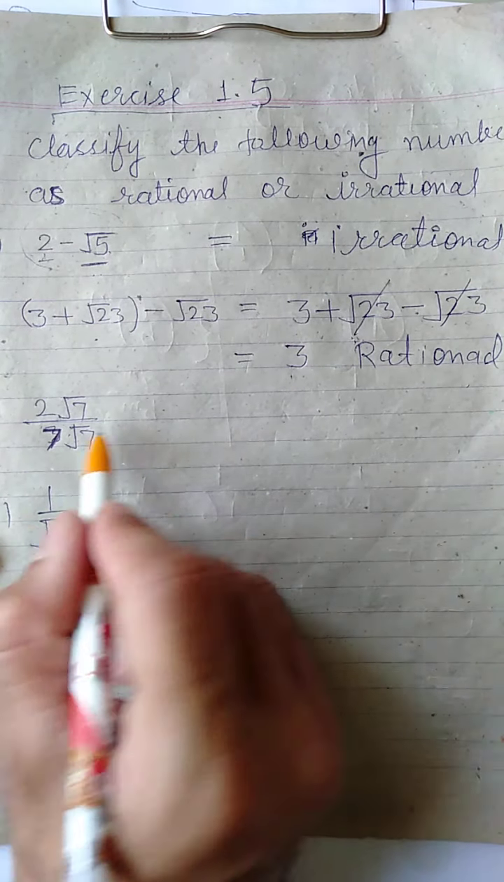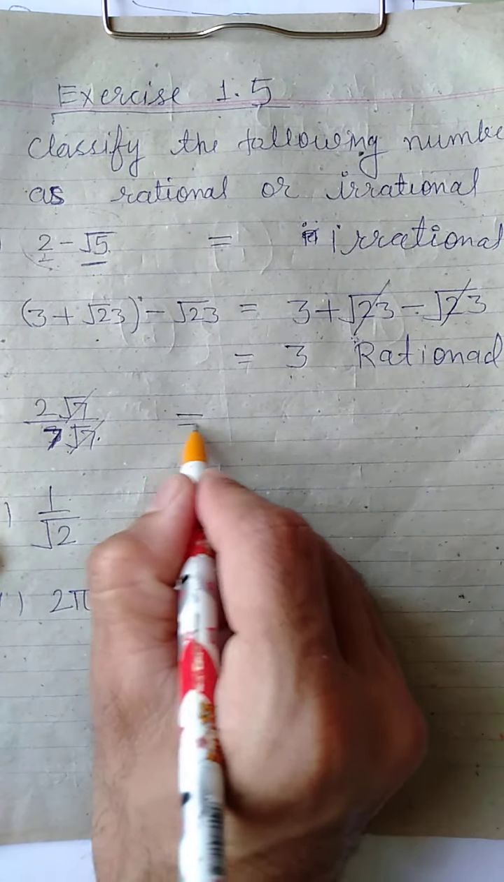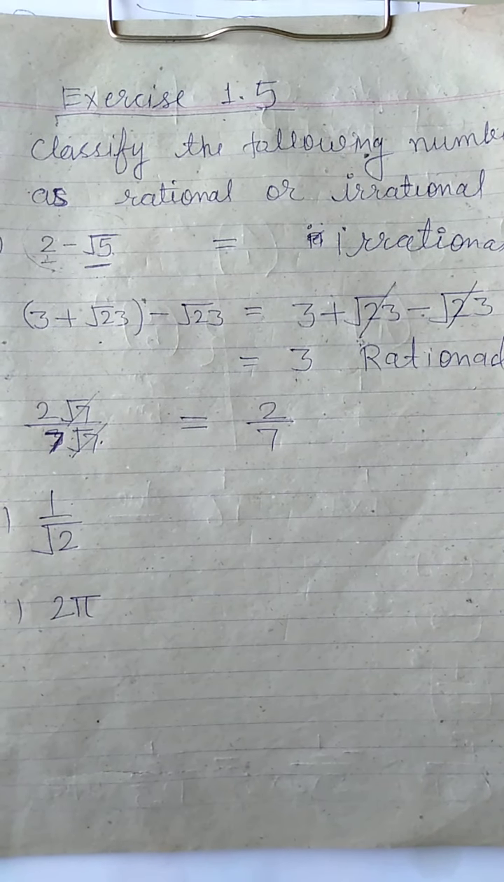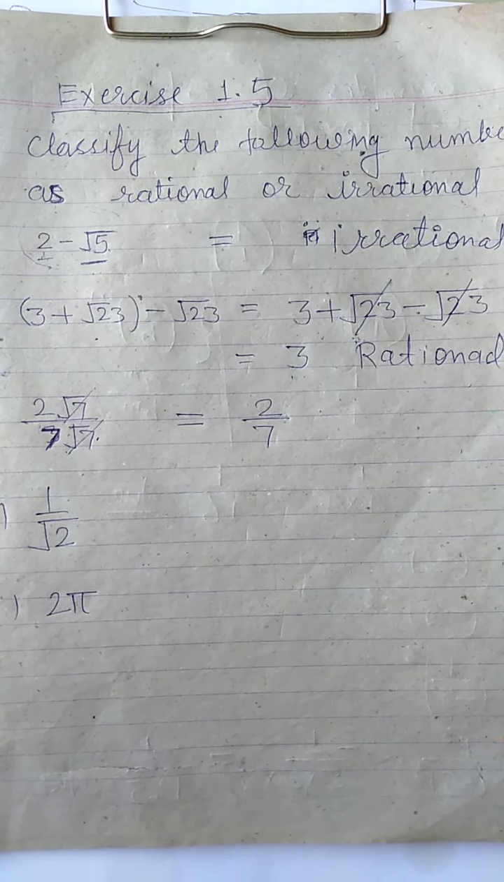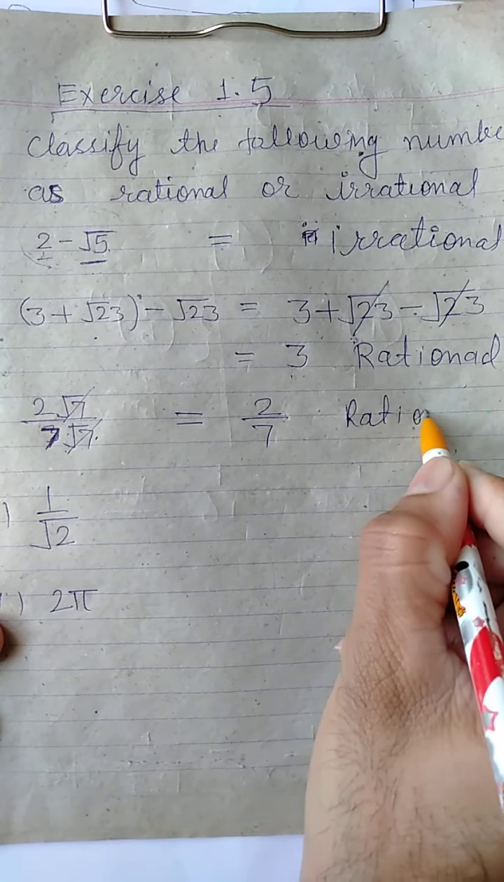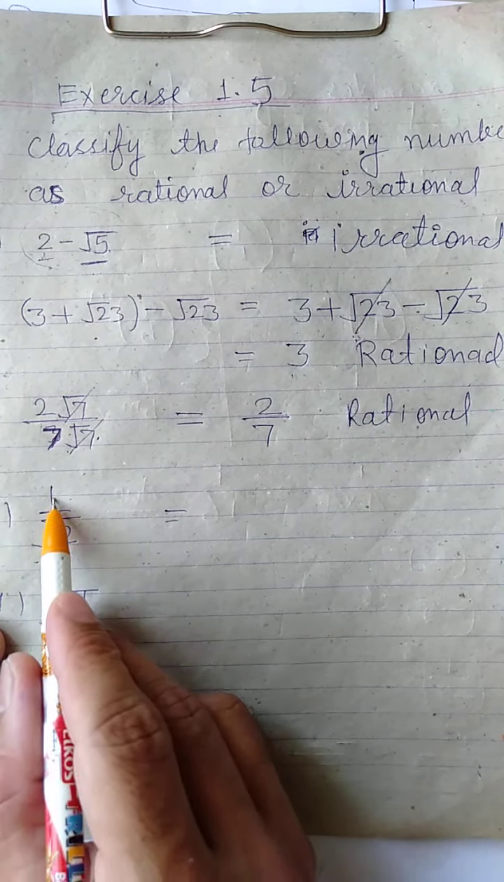Next one: if we solve this, root 7 and root 7 cancel, and what we have now is 2 upon 7, and 2 upon 7 is a rational number. So this one is also rational. Now the next question, number 4, is 1 upon root 2.